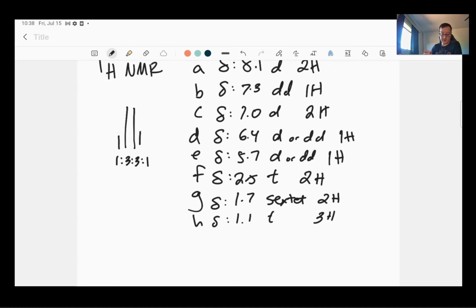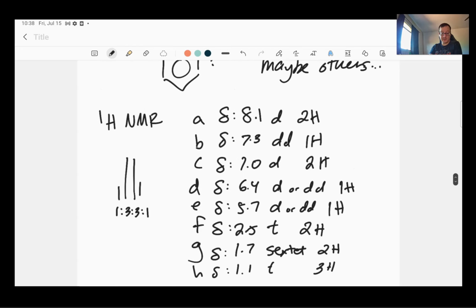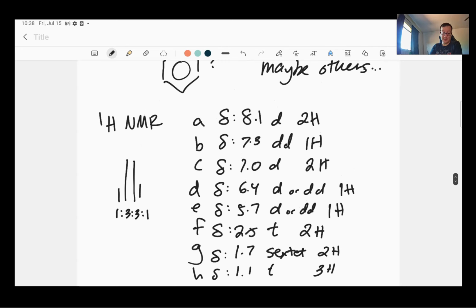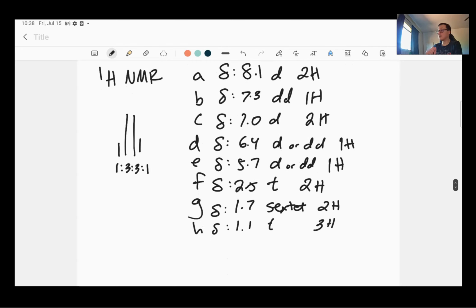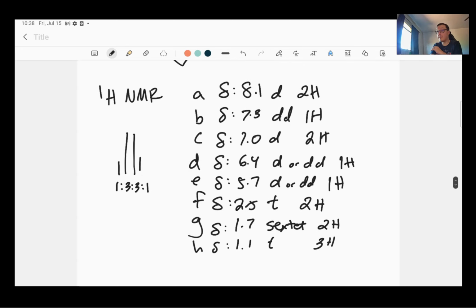So, goodness gracious, let's see what we can do with this. Where do we want to start with this? So we see that there's aromatics. We probably have some alkenes in here as well. And then we've kind of got some just plain old regular aliphatic stuff. We can start anywhere and kind of just experiment based on some of these things. Like, we would probably say that A and C are probably going to be aromatic, right?